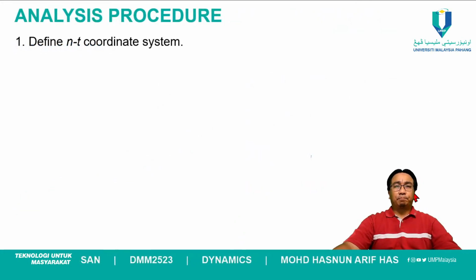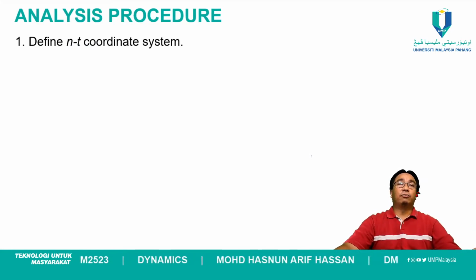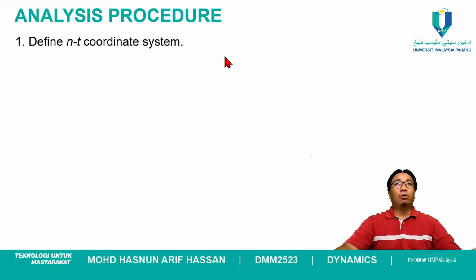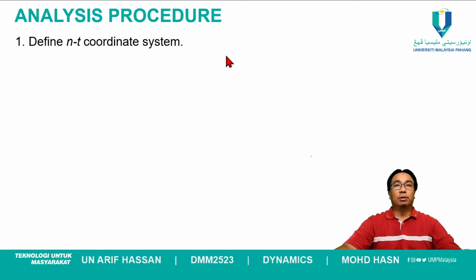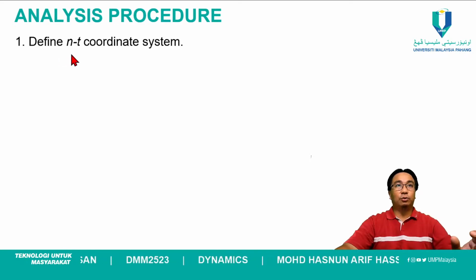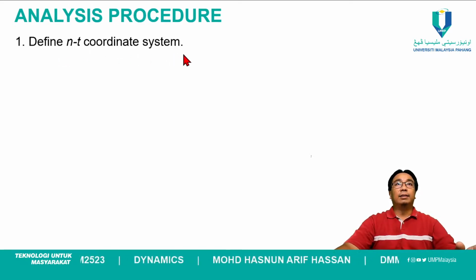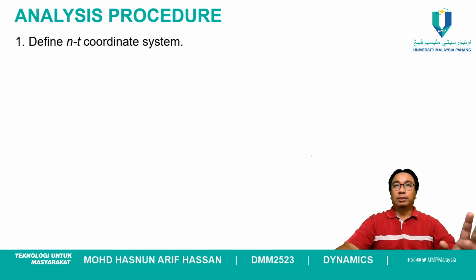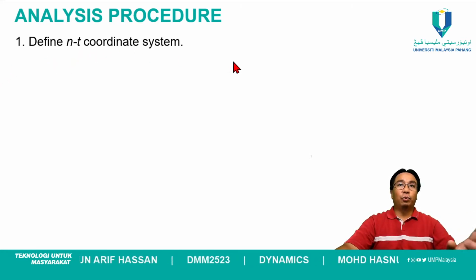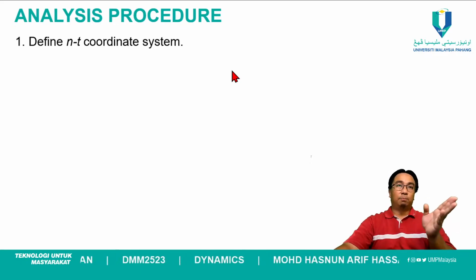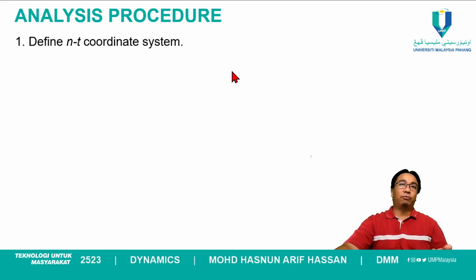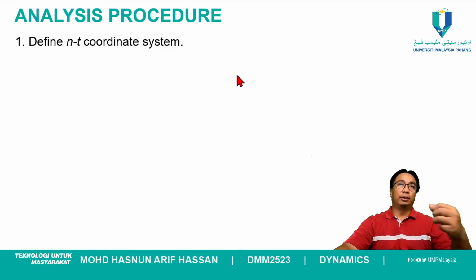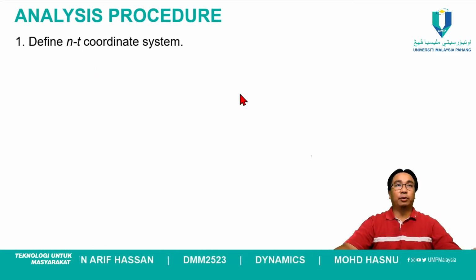So the procedure of analysis for normal and tangential components is almost similar to rectangular components. First, you define the coordinate system. Whenever you start with the calculation, always define where is your positive direction of tangential and where the normal axis is pointing towards. That is very important.